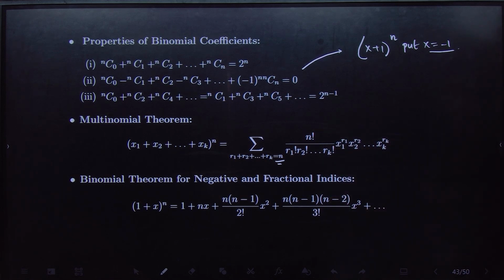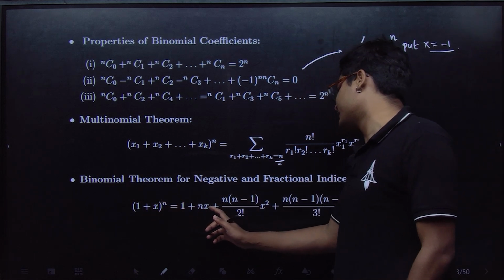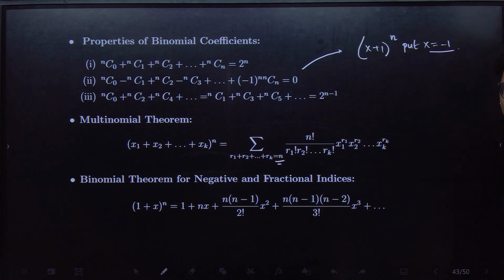Now you can also extend the binomial theorem for negative and fractional indices. So that just looks like 1 plus nx plus n into n minus 1 by 2 factorial x squared, and so on and so forth, which gives you an infinite sum. So this is the binomial theorem for negative or fractional indices.